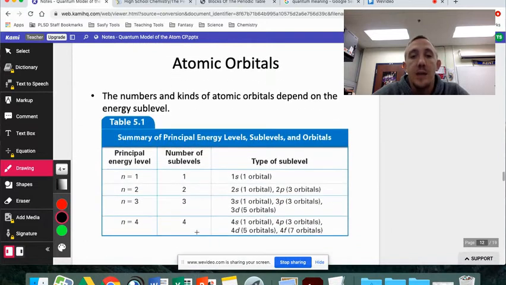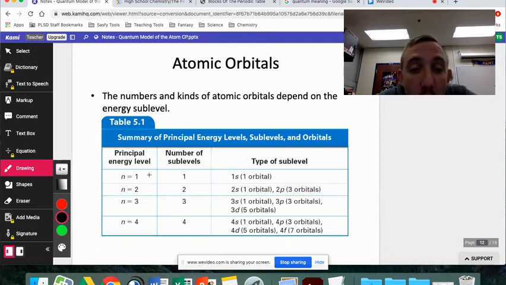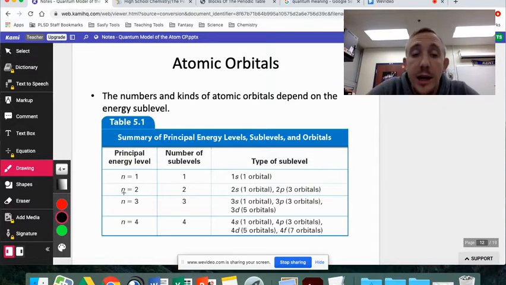Now, atomic orbitals. Just remember, energy level 1 has 1 sublevel, an S sublevel. I need you to write these down, and I'm going to show you how to see this on a periodic table. Energy level 2 has 2 sublevels, S and P. Energy level 3 has 3 sublevels, S, P, and D. And energy level 4 has 4 sublevels, which are S, P, D, and F.